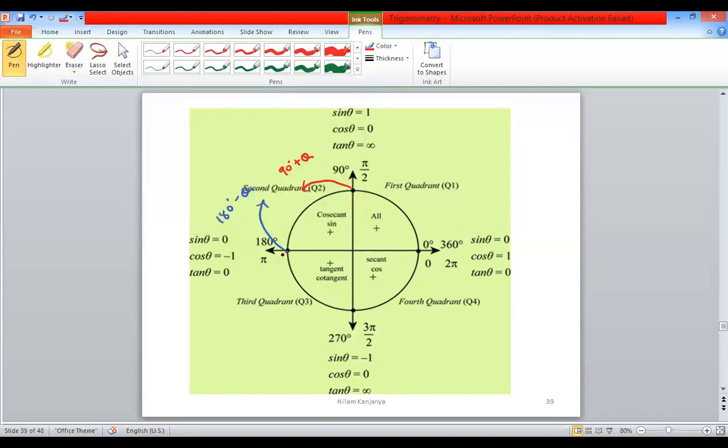If I'm moving from 180 to 270, then what happened? I just add something in 180. First of all, I'm starting from the 180 point.